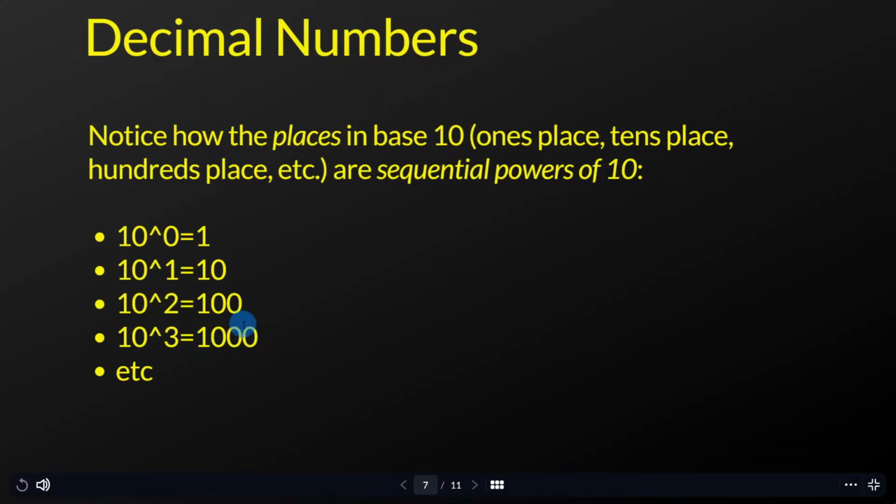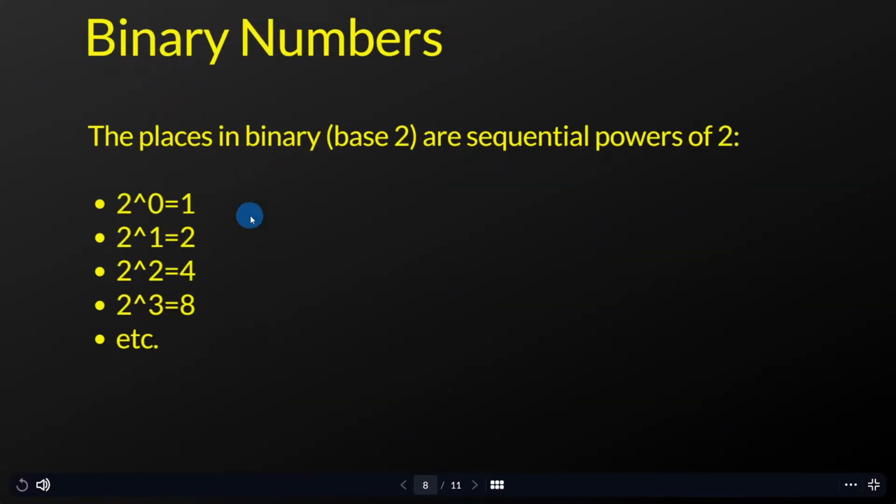Similarly, we can apply the same formula for binary numbers. Here it's a sequential power of 2, because we have only two possible values, 0 and 1. So 2 to the power of 0 is 1, 2 to the power of 1 is 2, 2 to the power of 2 is 4, and 2 to the power of 3 is 8.